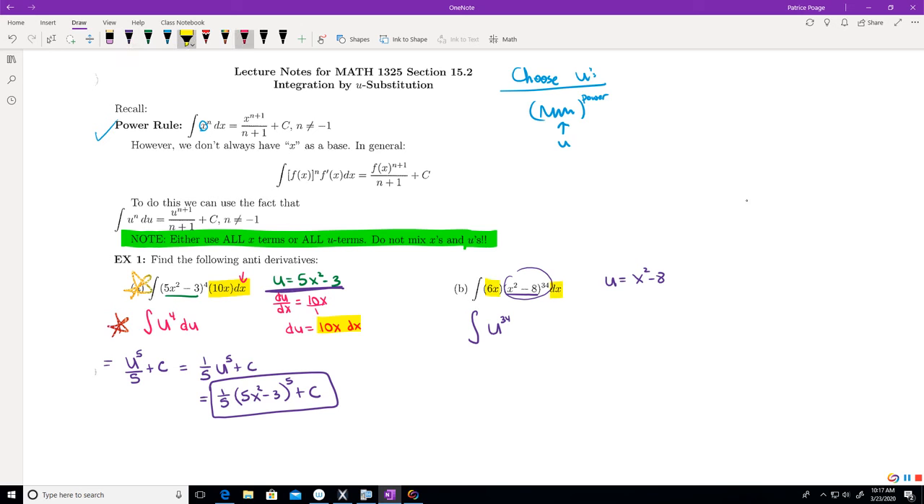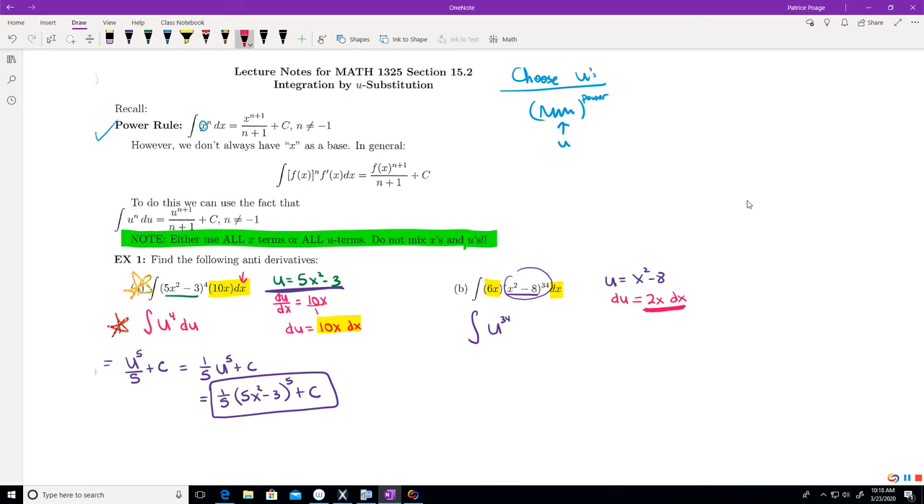So I'm going to come over to my u, and I'm going to take the derivative of both sides. The derivative of u is 1, and this is where I would have put du dx, but I'm going to go ahead and put the dx on the other side. Derivative of x squared is 2x, derivative of negative 8 is 0, and I'm going to go ahead and put my dx on this side. So I need something that equals 6x dx in order to replace it, but what I have equals 2x dx.